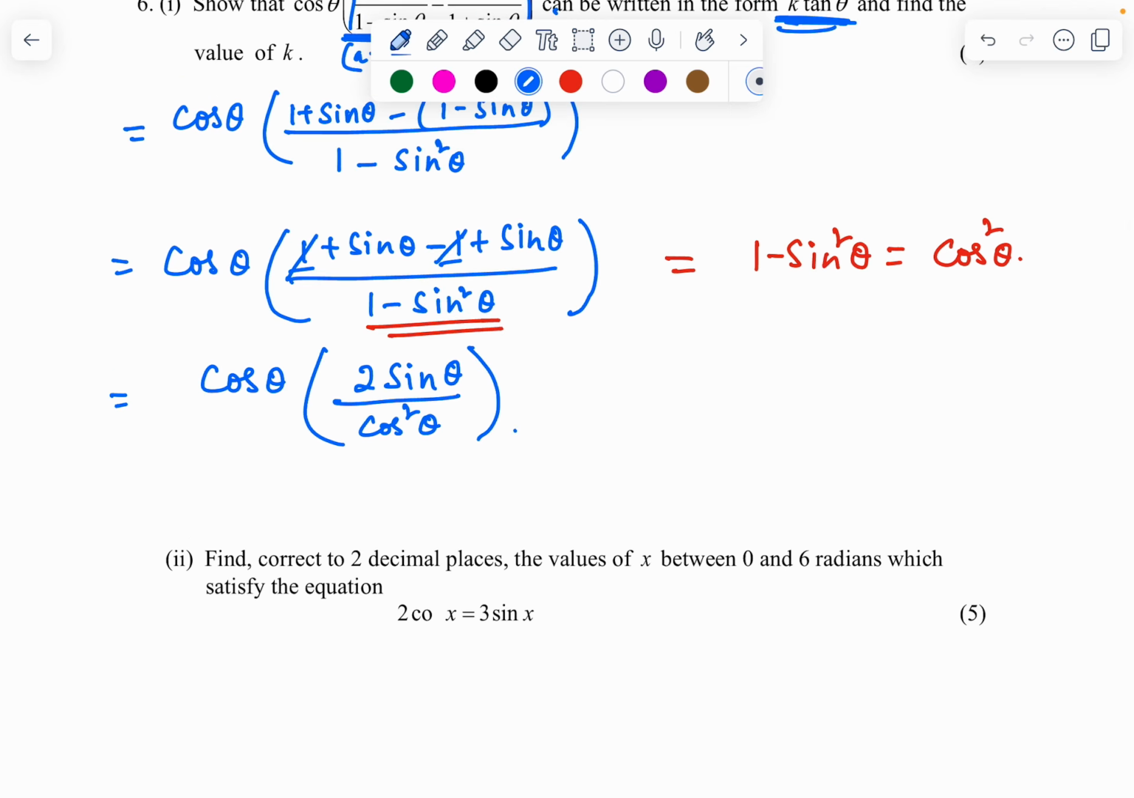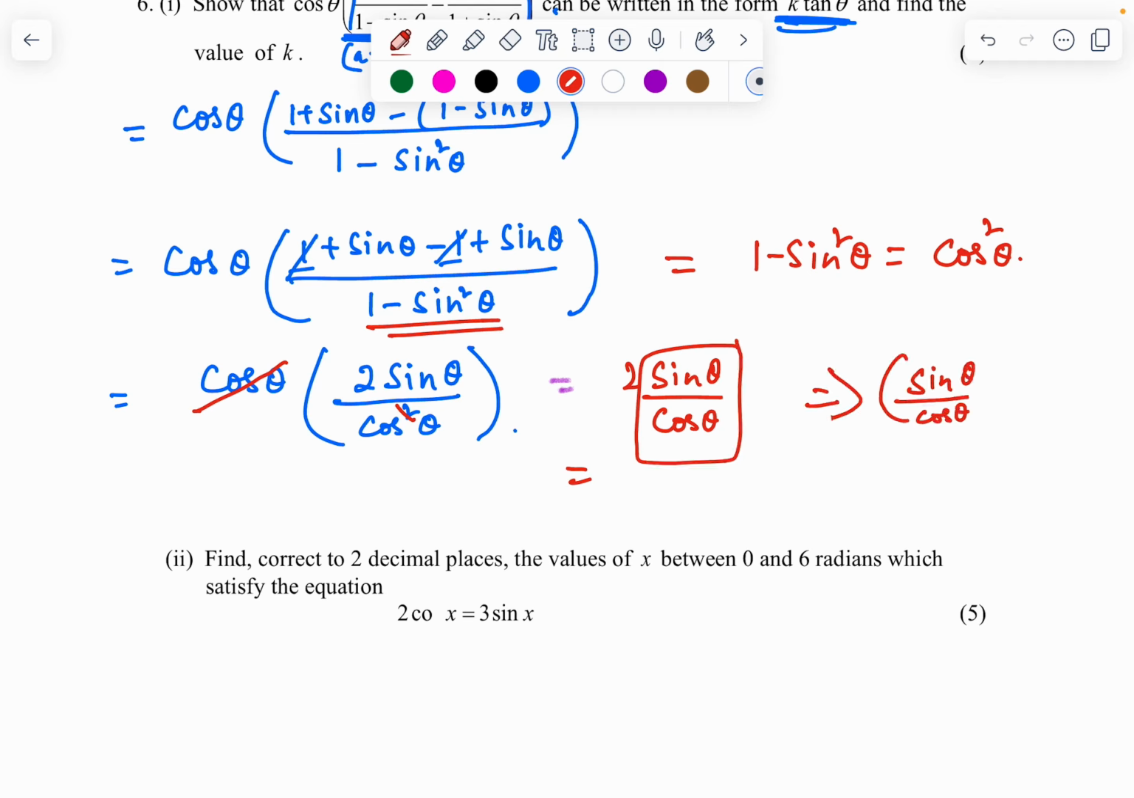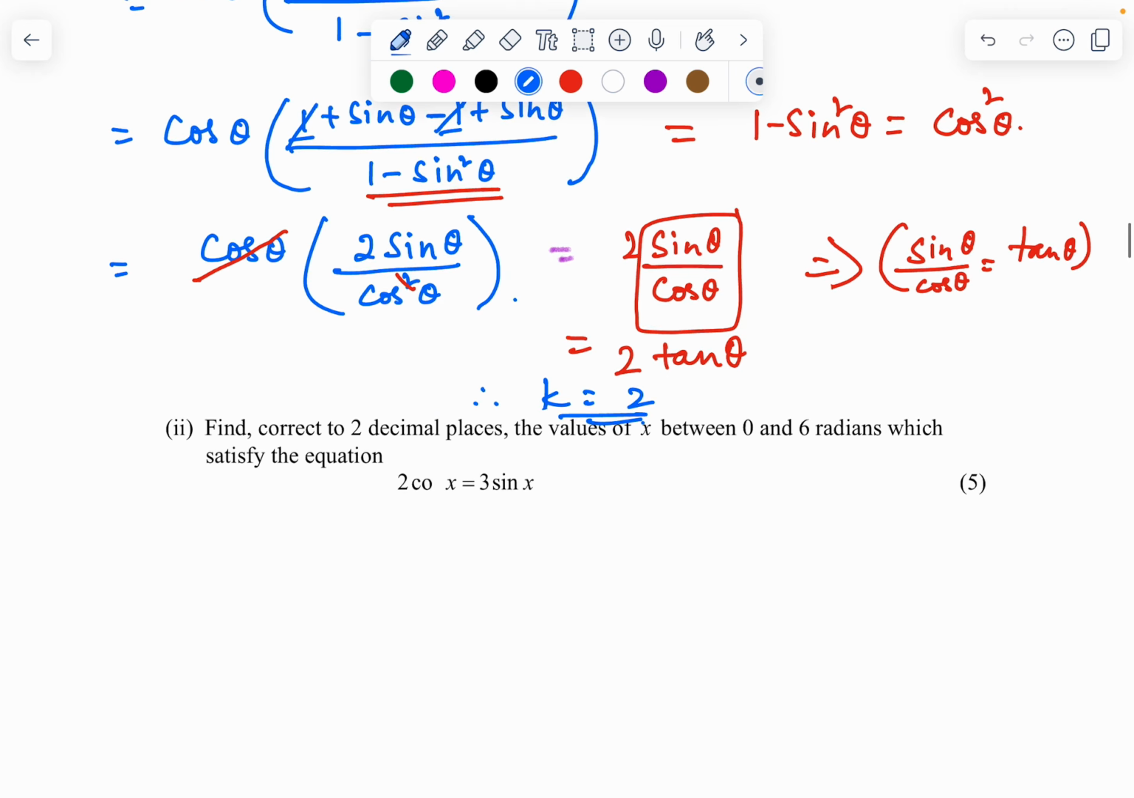So now I can cancel one cos theta. So what is left now? I am left with 2 sin theta over cos theta. So we know that sin theta by cos theta is nothing but tan theta. So we have 2 tan theta. So k equal to, therefore k is actually 2. Is it okay until here?